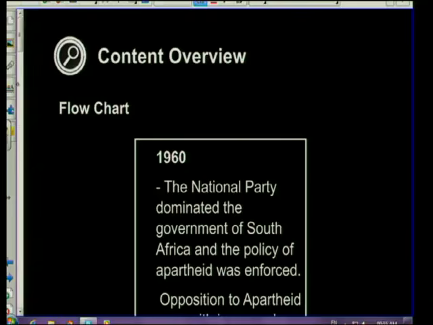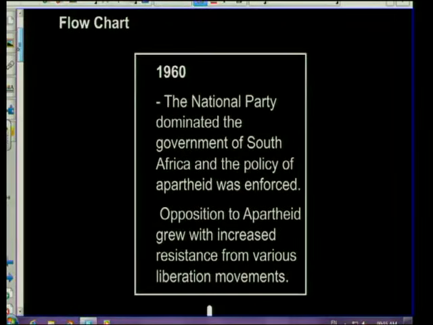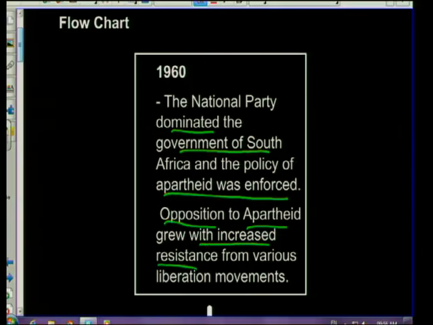We'll start off with the 1960s. You would see it started off with the National Party dominating the government of South Africa with the policy of apartheid that was enforced. And in the 1960s, there was opposition to apartheid, and with it grew increased resistance from liberation movements. We now look at the 1970s.